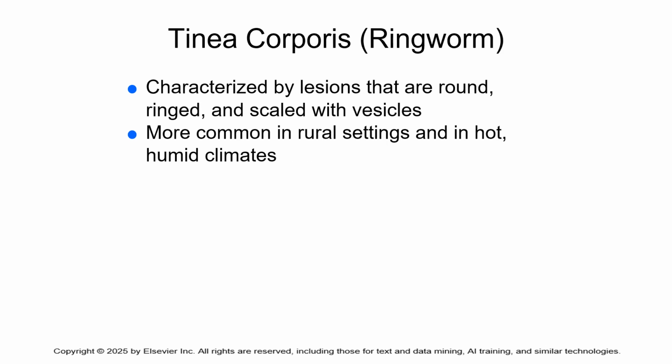Tinea corporis, or ringworm, has round, ring-shaped, scaled lesions, and kind of looks like a little raised area. We see it more commonly in the country or in hot, humid climates. Usually, you see it more in people who have contact with infected animals, especially cats.